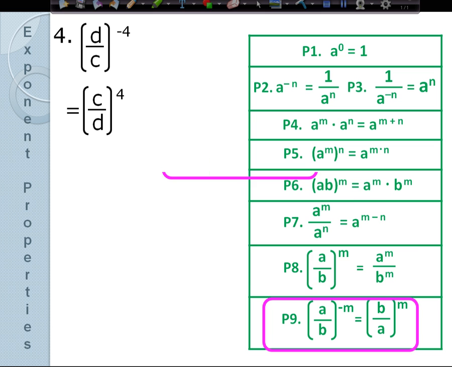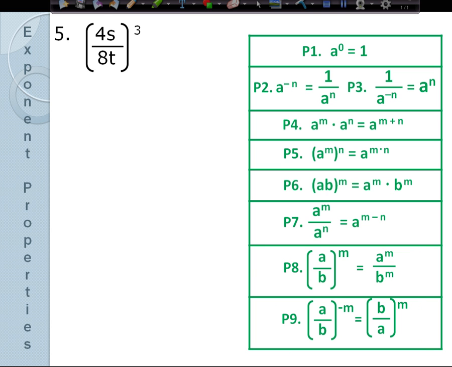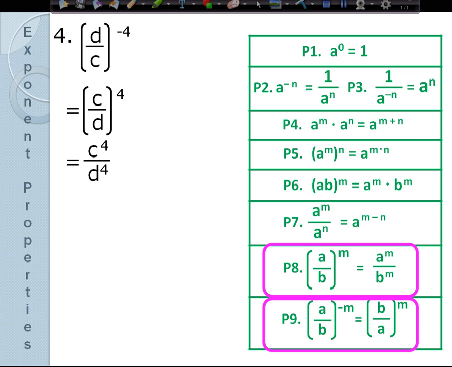Now we're going to look at property number 8, and that 4 outside of the parentheses applies to everything inside the parentheses. Everything inside is raised to that power, so it becomes c to the 4 over d to the 4. Because my c and my d are not the same variable or the same base number, that's as far as I can go, and that is my final answer. Make sure you have that down before you move on.